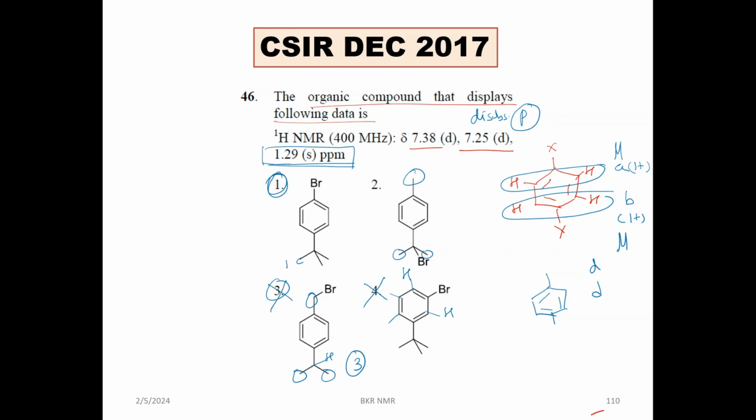So in option 1, you have all three CH3, there are no other alkyl groups here, so all these three CH3 will come around 1.29. So the answer is option 1.